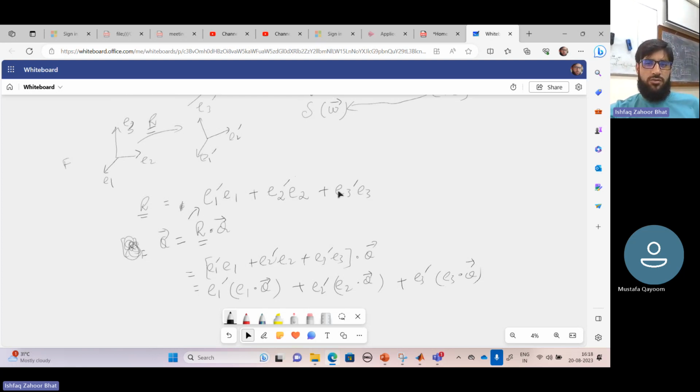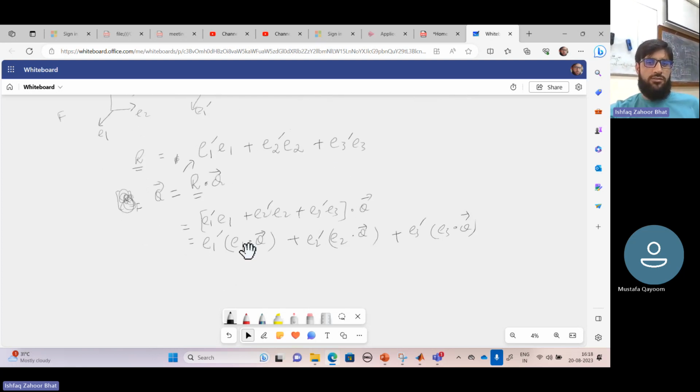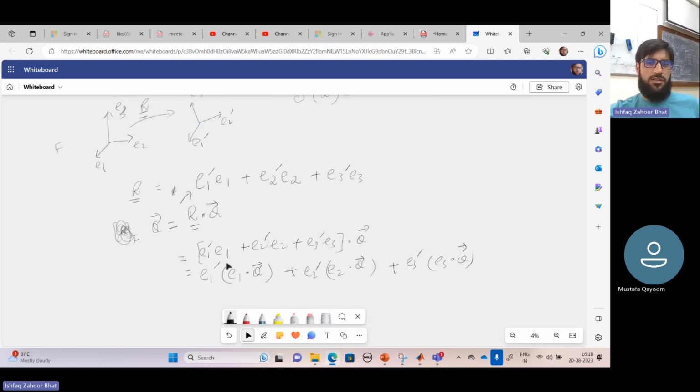But if you want its component in any particular frame, then you have to change this E1 dash, E2 dash, and E3 dash. For example, if you want its component just in this frame, then this is it. But if you want its component in this frame, then you have to change E1 dash, E2 dash, and E3 dash to this frame. That is in terms of E1, E2, and E3.